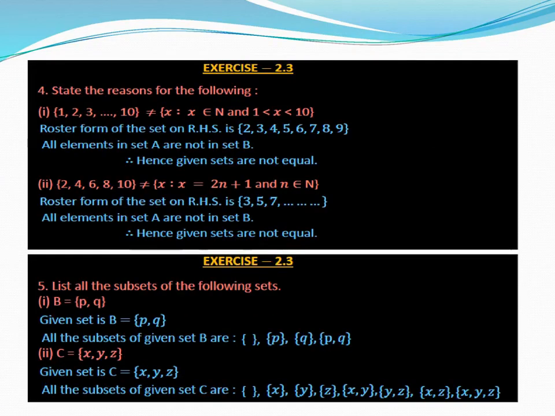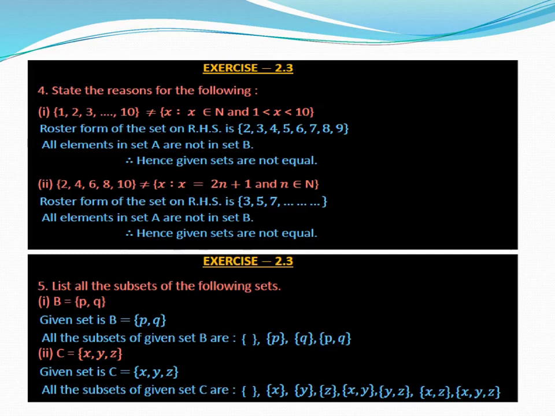Now we will go to solve the fourth problem from exercise 2.3. The first problem of the fourth section. The set {1, 2, 3, and so on up to 10} is not equal to {x : x belongs to N and 1 < x < 10}. Here we find the roster form of the set on the RHS. The set on the right side is in which form? Set builder form. Then you can write the roster form.